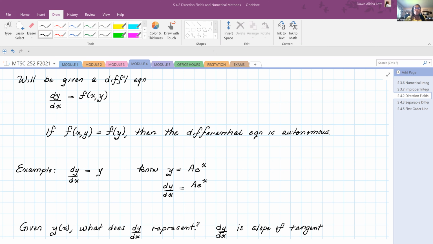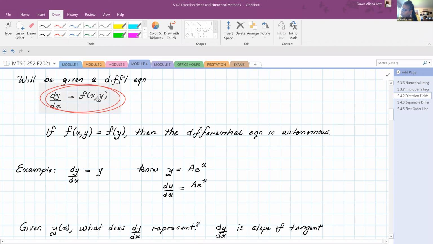Y'all still don't know what f of x, y is. Is it y prime? Okay, we're getting somewhere. It's y prime. So now that I know it's y prime, look at this picture right here. It says dy/dx is equal to f of x, y.